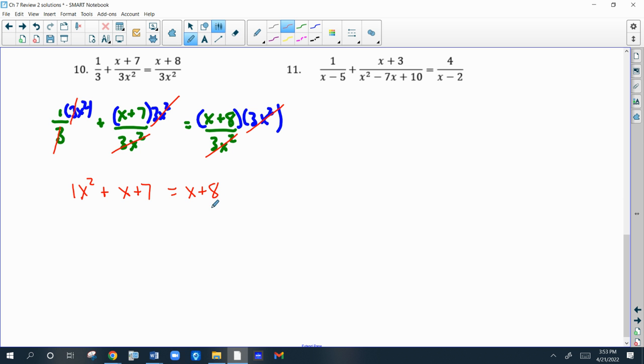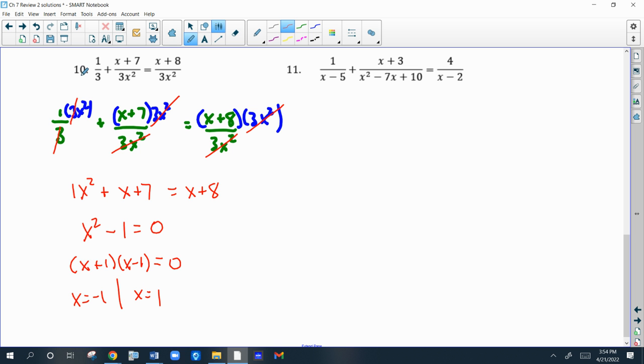Now notice this is a quadratic because you have an x squared. So what we're going to have to do is move everything over to this side. I have x squared. I have x here and x here. So x minus x is 0. And then I have 7 minus 8, which is negative 1. So the x's are gone. But remember, this is a quadratic. If you look at it closely, it's a difference of squares. So you can factor this into x plus 1, x minus 1. And that tells you the solutions are x equals negative 1 and x equals 1.